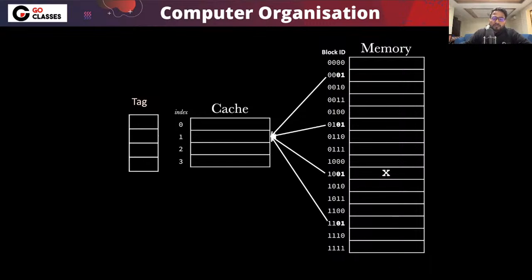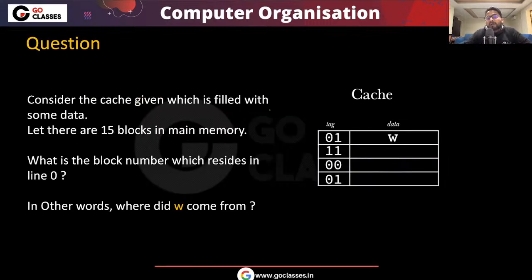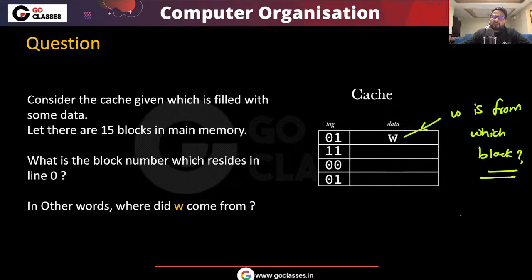So let's just see the example directly. Let's suppose this is the tag. Let's suppose the tag is just 2 bits. This is the tag that I'm currently storing, and this is the data. Now I want to know which block this data is from. That's what I want to know: the block at line number 0 is currently holding which block?